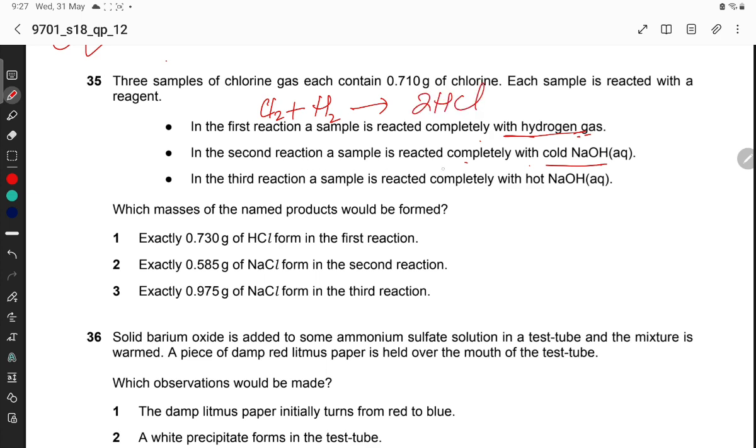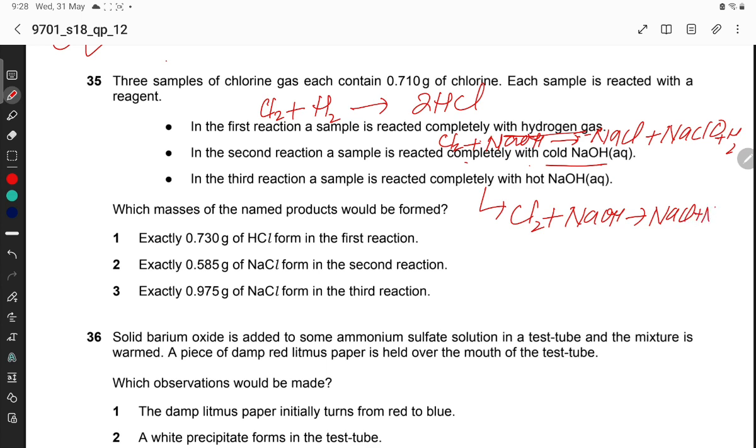In the second reaction, the sample is reacted completely with cold sodium hydroxide: Cl2 plus sodium hydroxide to form NaCl plus NaClO plus water. And in the third case, Cl2 plus sodium hydroxide to form NaCl plus NaClO3 plus water.